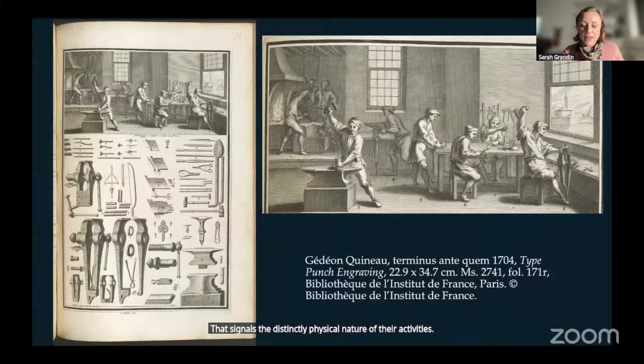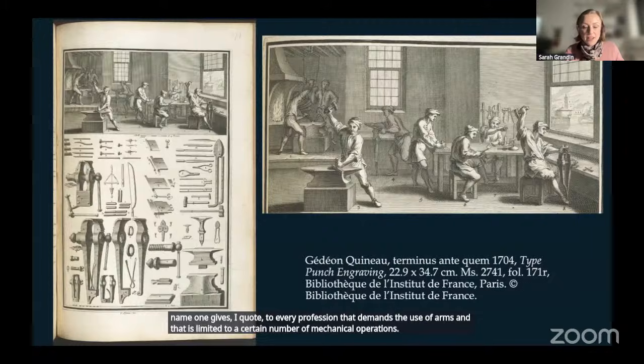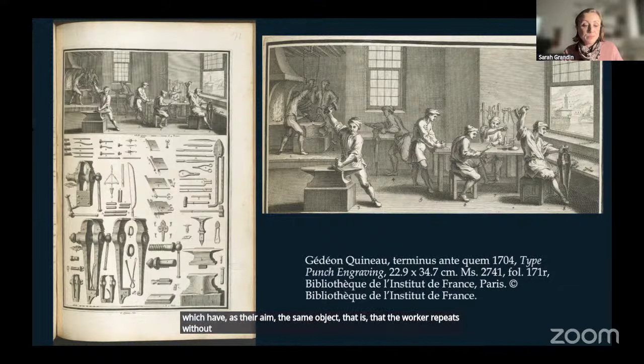Later, Diderot defined métier, the word for trade, in the Encyclopédie as the name one gives, I quote, to every profession that demands the use of arms and that is limited to a certain number of mechanical operations, which have as their aim the same object, that is, that the worker repeats without ceasing.